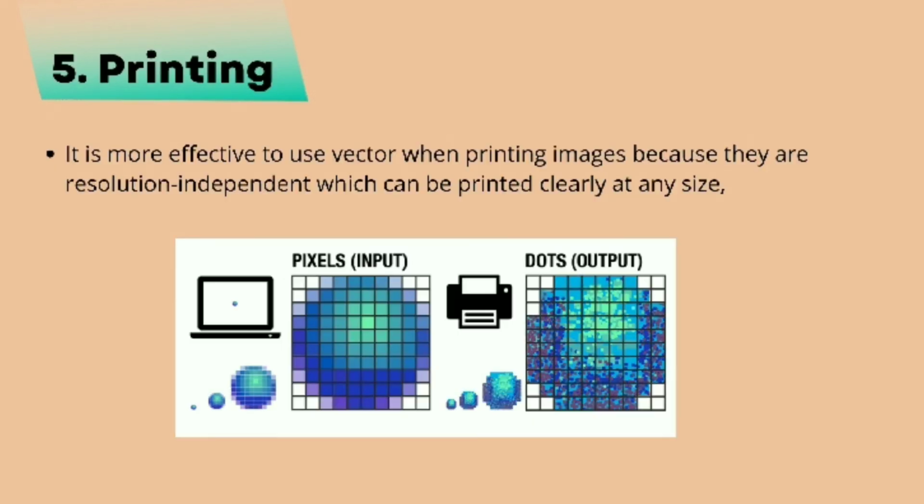As you can see on the photo given in the presentation, the output, which is produced by the printer, is much clearer compared to the input that can be seen on our monitors. Because compared to monitors, printers need a much higher quality as the printing process needs greater detail. Thus, it is more effective to use vectors when printing images, because they are resolution independent, which can be printed clearly at any size.